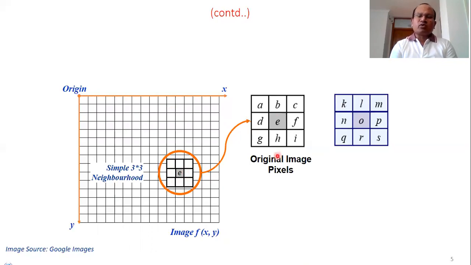So the original image pixels are A, B, C, D, E, F, G, H, I, where E is here. So this entire matrix A, B, C, D, E, F, G, H, I is present here. Now what we will do is use a masking operation. As I told you, the mask can be applied over the entire image or over the neighborhood. As you choose the size of the neighborhood, accordingly there will be a change in the output image.